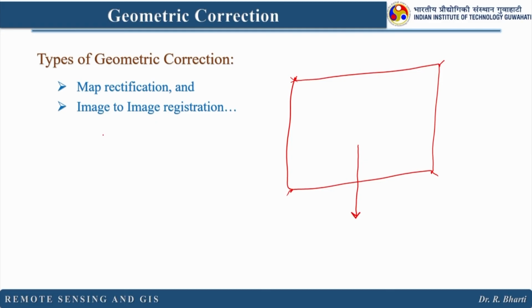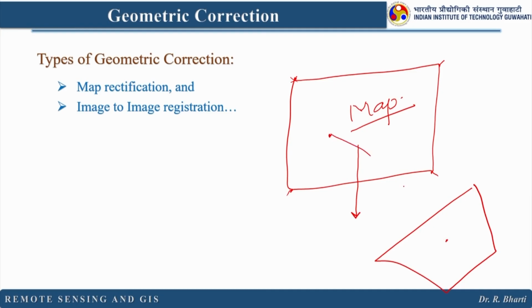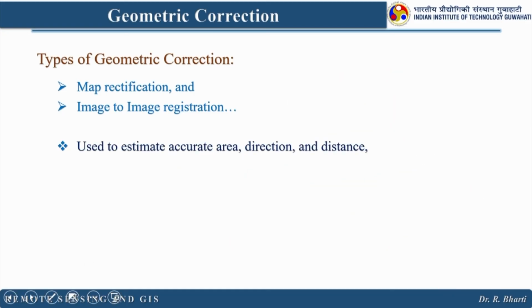Next one is image to image registration. In that case, considering you have a map available with you, and you have satellite data measured today, you have to use some points which are stationary in time, correlate them, and then correct this image. After correction this may look like this. This geometric correction is basically used to estimate accurate area, direction and distance.